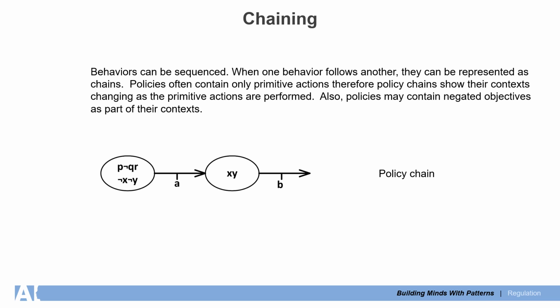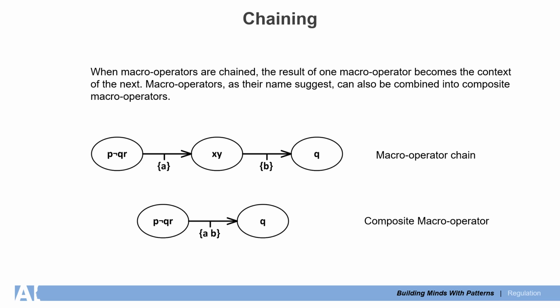Behaviors can be sequenced. When one behavior follows another, they can be represented as chains. Policies often contain only primitive actions. Therefore, policy chains show their contexts changing as the primitive actions are performed. Also, policies may contain negated objectives as part of their contexts. When macro operators are chained, the result of one macro operator becomes the context of the next. Macro operators, as their name suggests, can also be combined into composite macro operators.